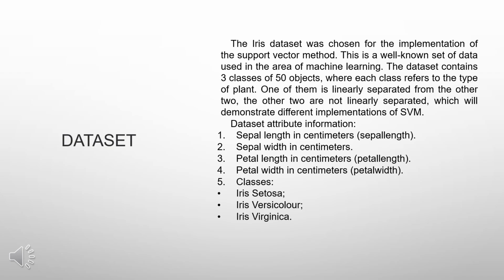Dataset attribute information. Sepal length in centimeters. Sepal width in centimeters. Petal length in centimeters. Petal width in centimeters. Classes: Iris setosa, Iris versicolor, and Iris virginica.